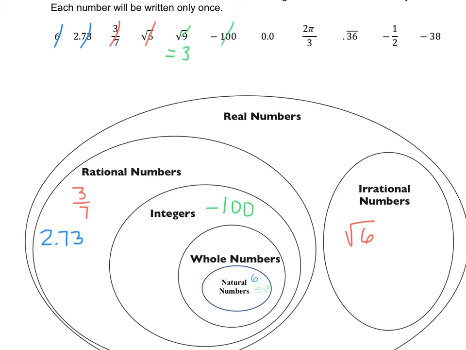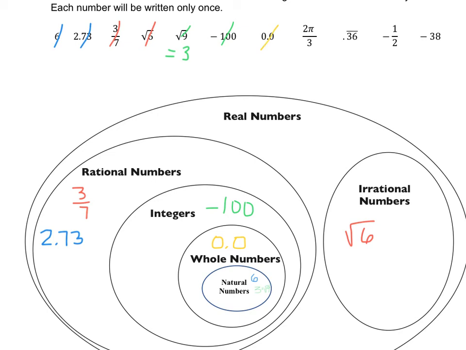Okay, 0.0. Well, 0.0 is not irrational. And so that means it's rational. It is an integer and it is a whole number. So we can put that in here as a whole number. So it's an integer, but it's not a natural number, right? Not one that we use to count with.